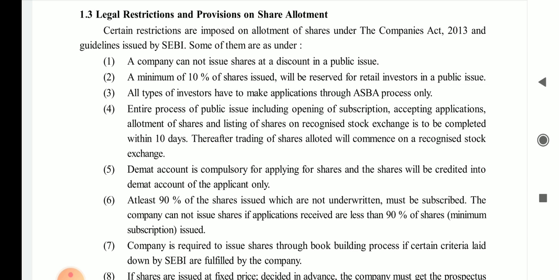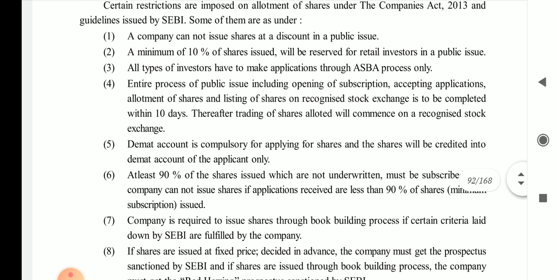Certain restrictions are imposed on the allotment of shares under the Companies Act 2013 and guidelines issued by the SEBI. Some of them are as under. See, some rules and regulations are prepared by the Companies Act 2013 and some are guidelines of the SEBI. So these are the rules and regulations which they have to take into consideration while issuing the share.